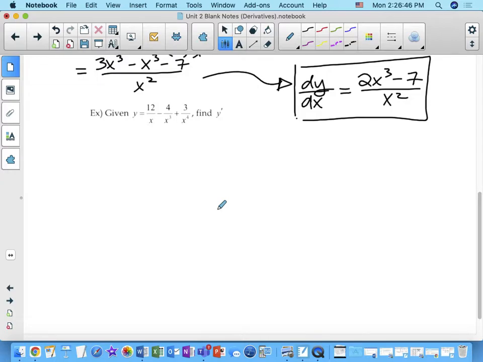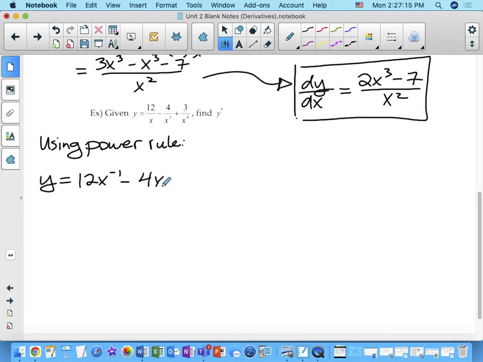Okay? So if we use the power rule, we would want to write y with all of these terms as negative exponents. So it would be, instead of 12 over x, 12x to the negative 1, and then minus 4x to the negative 3 plus 3x to the negative 4.